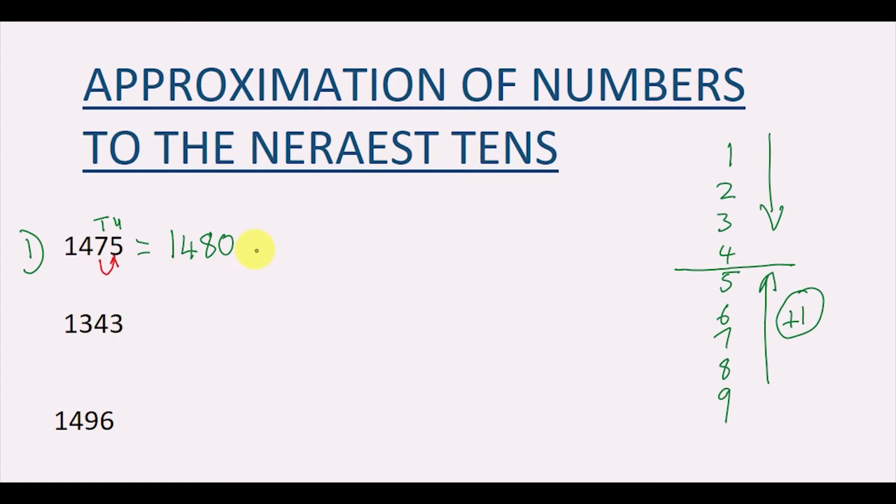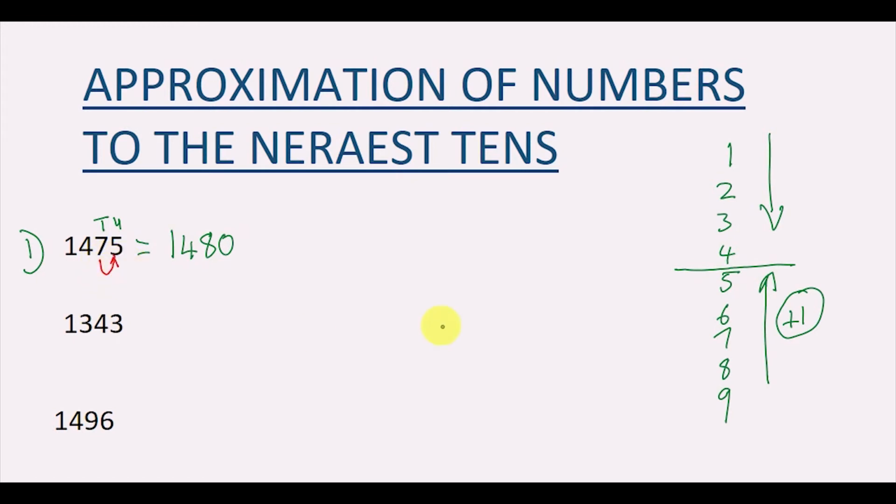Let's take it over again. I have 1475. I should round it to the nearest tens. So I'll put my place values, units and tens. 7 falls under tens. The next thing I will do is check what is at the back of that 7, which is 5. I've seen that 5 is at the back of 7.